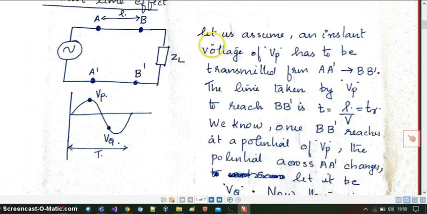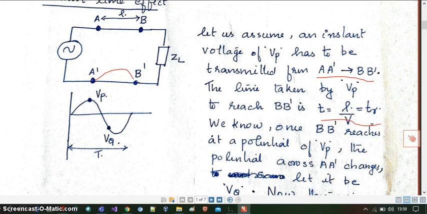Now I will read out this statement. Let us assume an instant voltage of Vp has to be transmitted from A dash to B dash. That means I am taking an instant voltage Vp just as an example. This Vp has to be transmitted from A dash to B dash. The time taken by Vp to reach B dash is T equals L by V, that is equal to Tr.